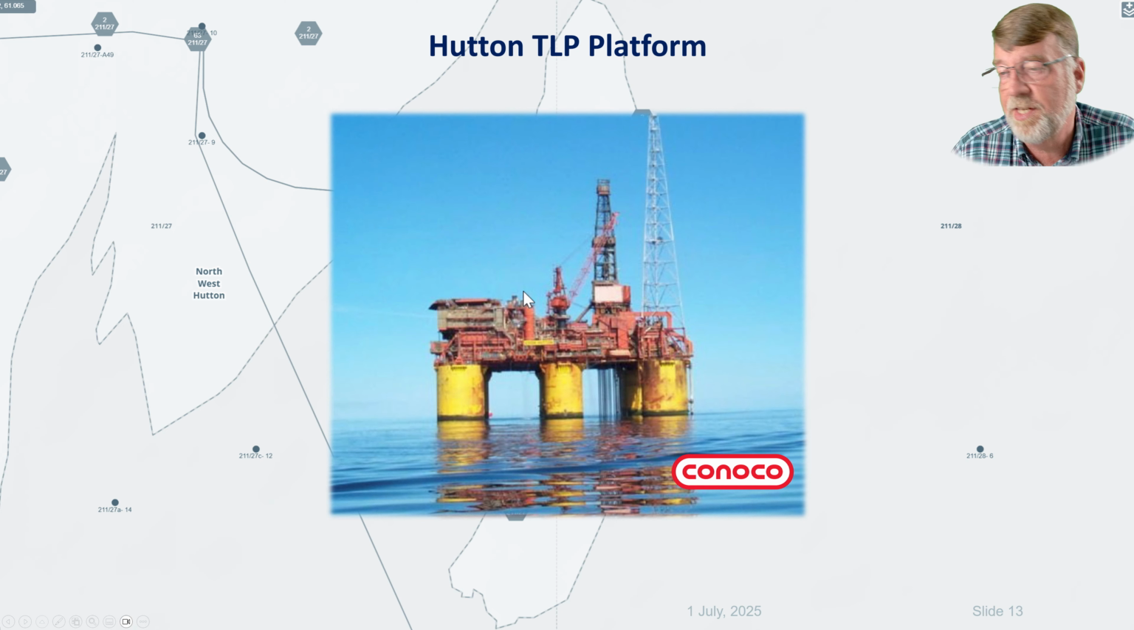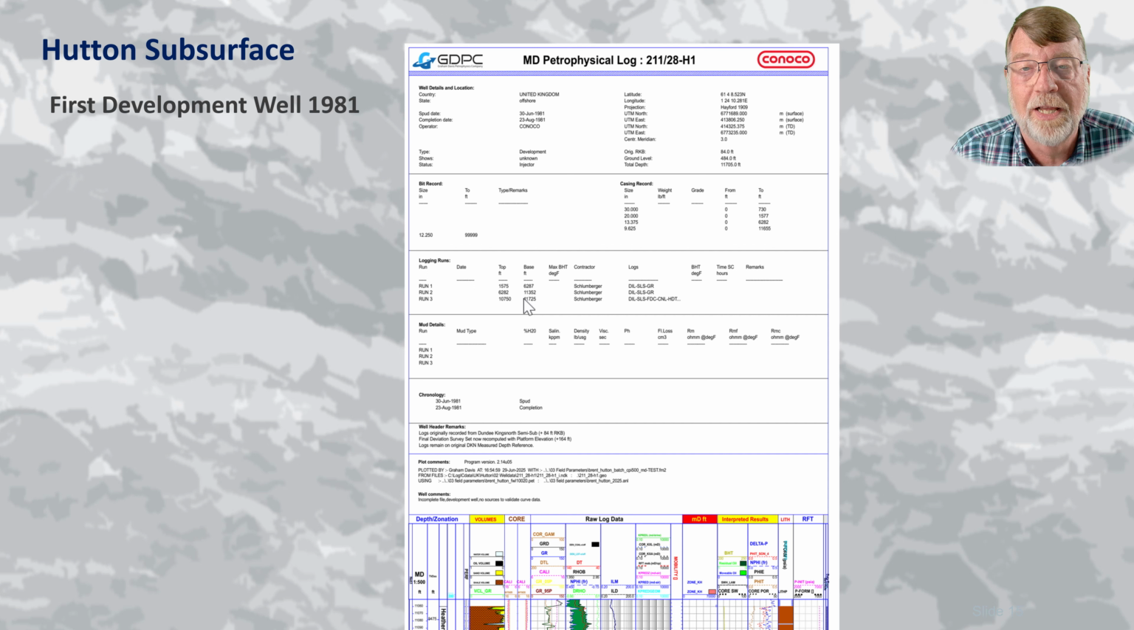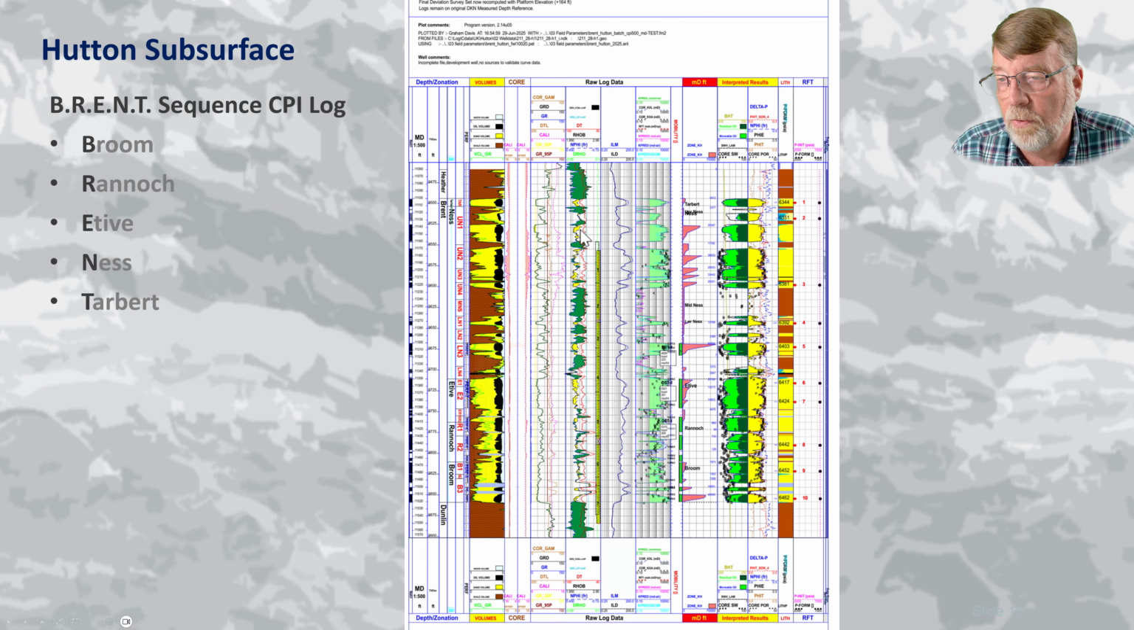And it probably looks something like that now. So this is the TLP, but what we're interested in as petrophysicists and subsurface people is what goes on down below the surface. This is the first development well in 1981, in fact. So this is H1, and it was drilled before the platform got there, actually, from the Dundee Kingsnorth. And as I say, it's a typical Brent sequence log of the famous Brent formation in the North Sea.